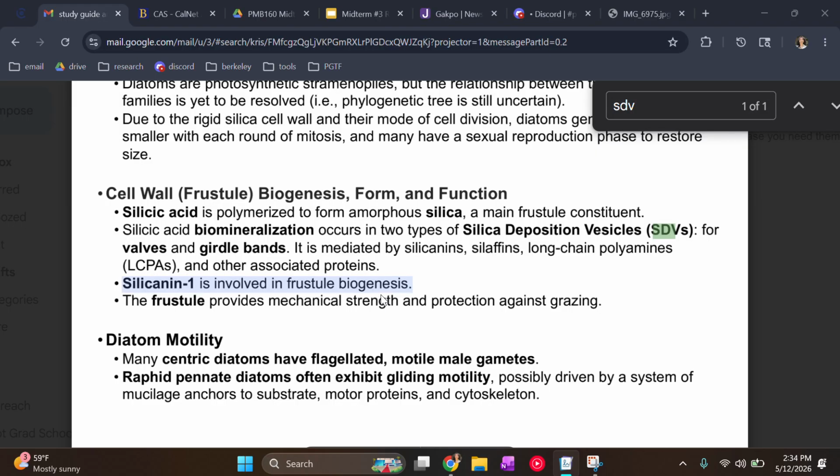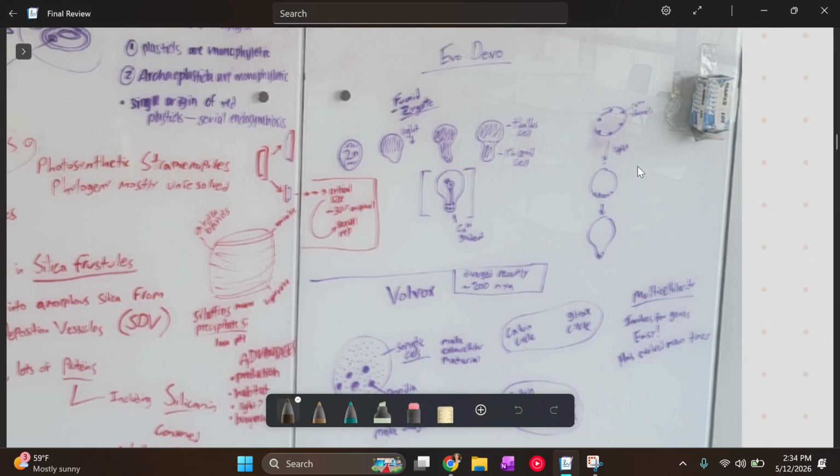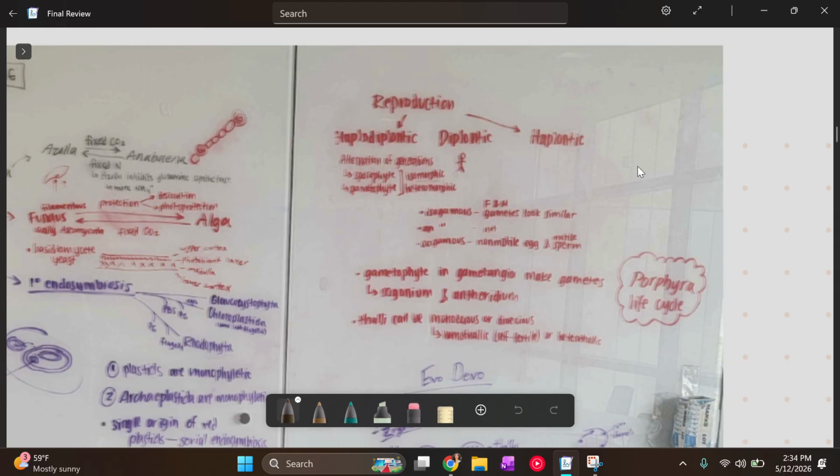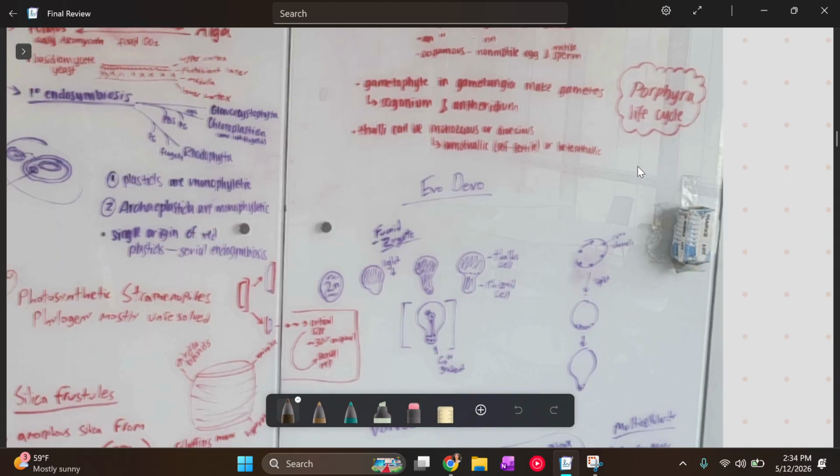The actual function of silicanin was not really discussed, but that's okay because you see here that he just wrote that it's involved. So what might you expect if you knock out silicanin? You could say it gets squishy, but not completely squishy. If you poke it, it might not bounce back all the way. We talked about this already.